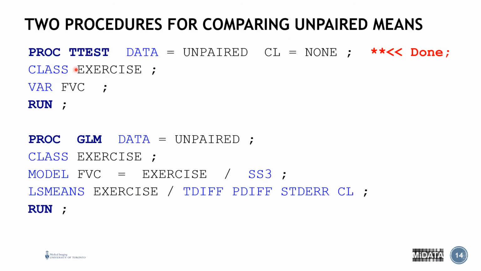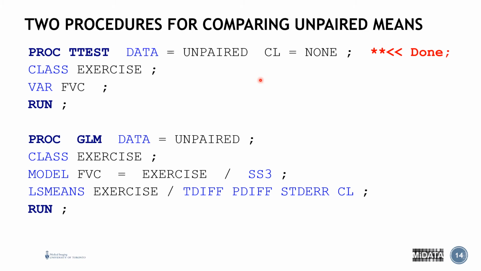Okay, t-test for comparing unpaired means. Check, we've done it. Unpaired, right? Here's your class variable for exercise. Here's your variable of interest, FEC, and we just did it. We just went through it. Easy. But what if you want a little more complicated model?